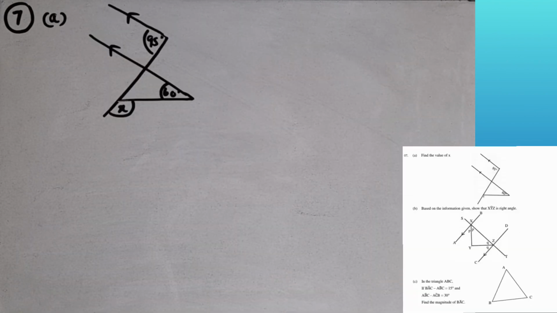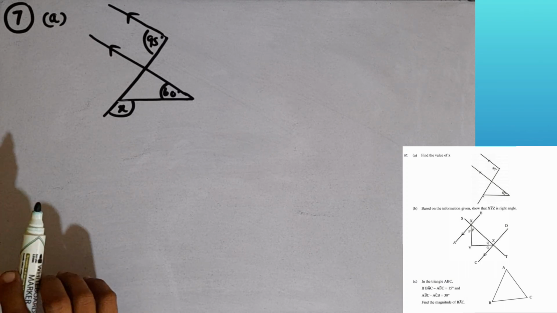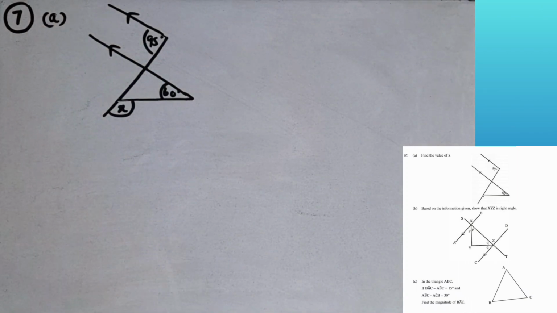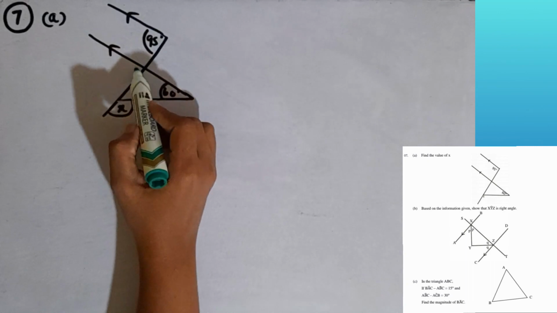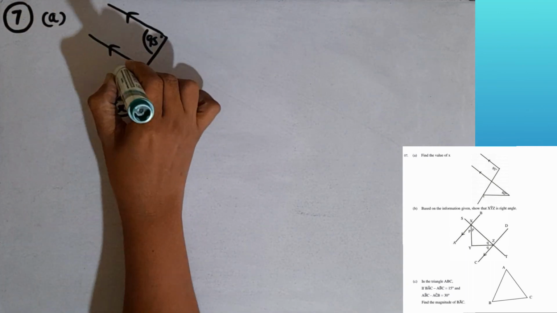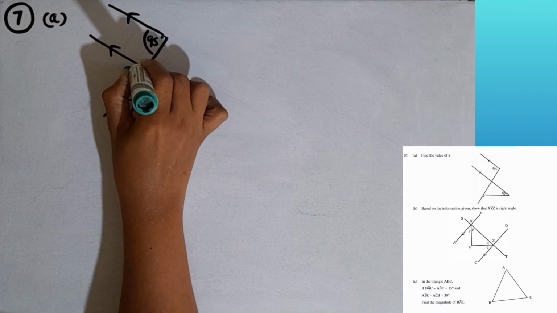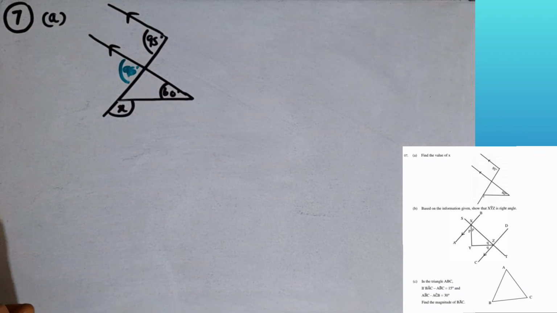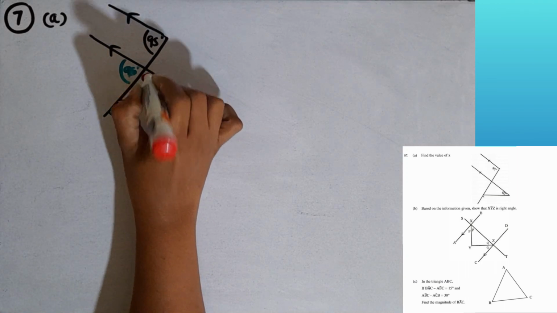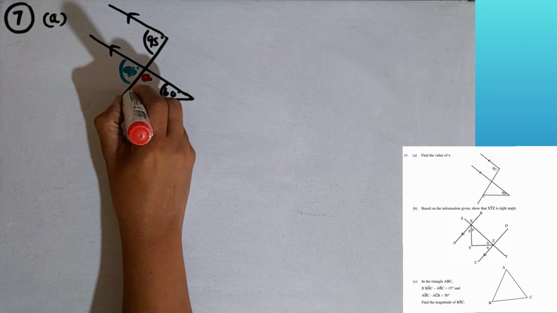Question number 7. A part. Find the value of x. We are given this diagram. In this diagram, we have two parallel lines here. So, because of that, these two angles are equal. These are corresponding angles. So, this angle also equal to 95. Then we can find the magnitude of this angle. I will mark it in red color. If you take this angle as A, we can find the magnitude of this one. Then this one.